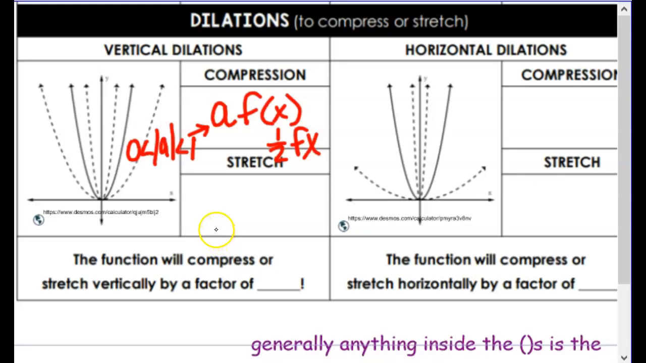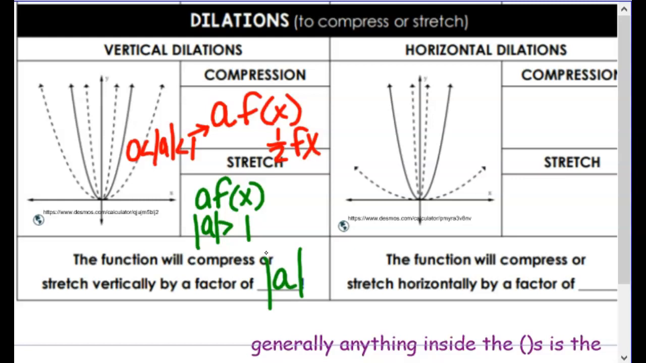A vertical stretch, I knew I had put those links in here somewhere. They're right there. Okay. A vertical stretch is a times f of x, but the a is greater than 1. And I'm putting those absolute values because you ignore the sign on a. The function will compress or stretch vertically by a factor of whatever a is. So, if it's a 2, all the y values will multiply by 2. If it's a 1/2, all the y values will multiply by 1/2, but that will make them smaller.